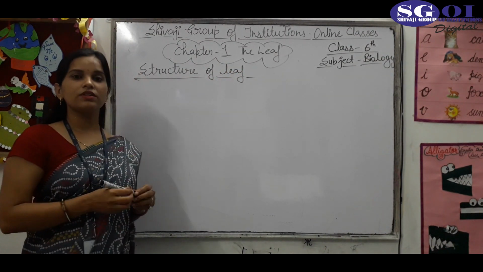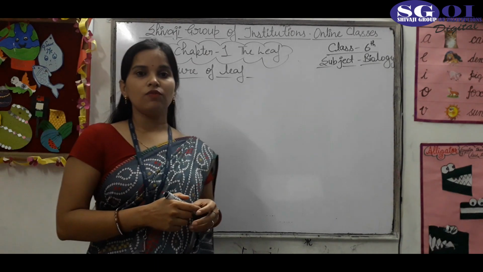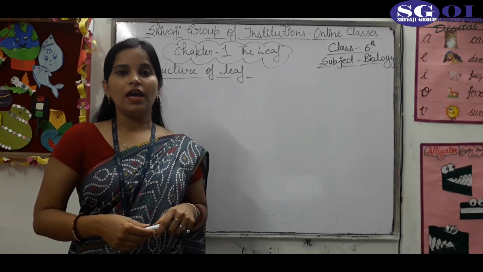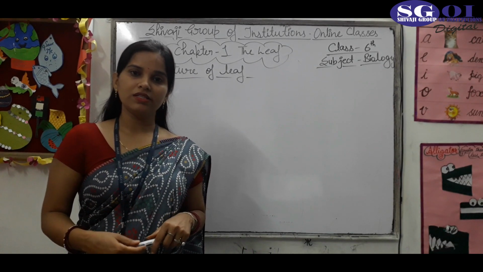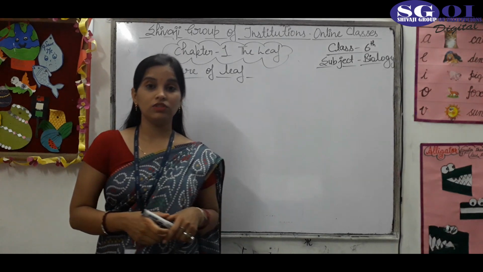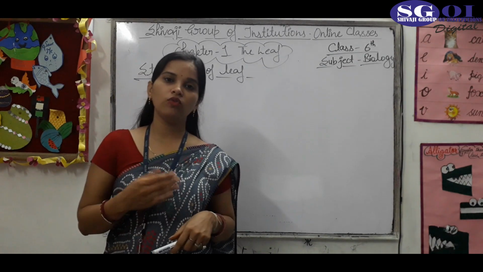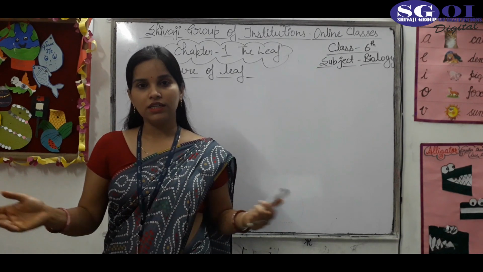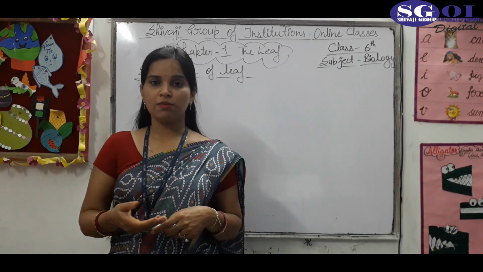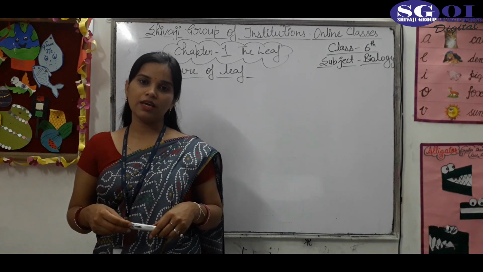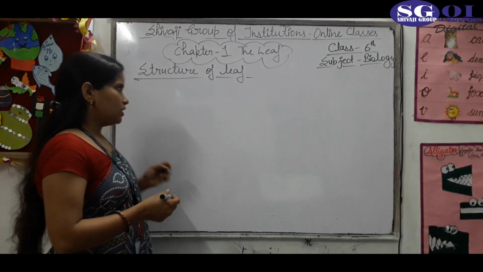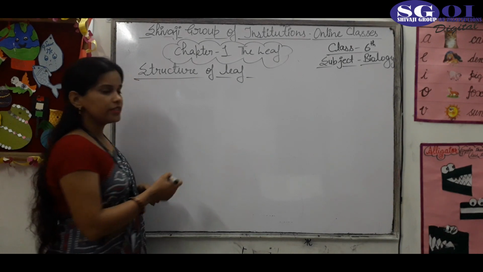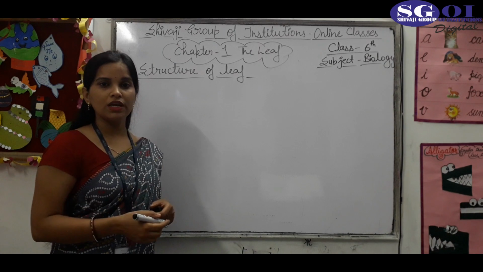Actually, leaf is a flattened green color structure which is found on the plant body, and it is different in shape and size. Some leaves are oval, some are rounded, some are heart shaped, some are elongated, and some are small, some are big. Students, generally the structure of the leaf is like that. The leaf arises from the node of the stem.